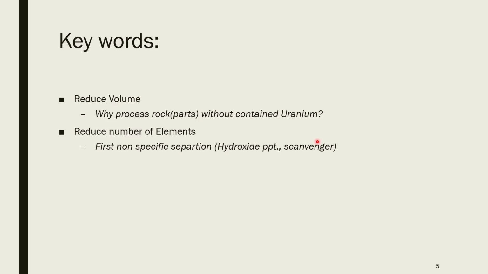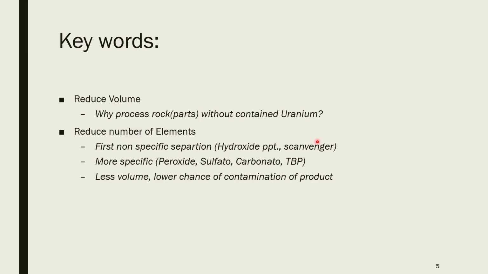But in my opinion, it's smarter to first start with non-specific separation, and then more specific, with less volume and a lower chance of contamination of the product, and so on, if you want to purify any element. It's not specific just for uranium. If I extract something out of a mineral, I will start with a non-specific separation, then further reduce the volume that I have to work with, and then go even more specific.